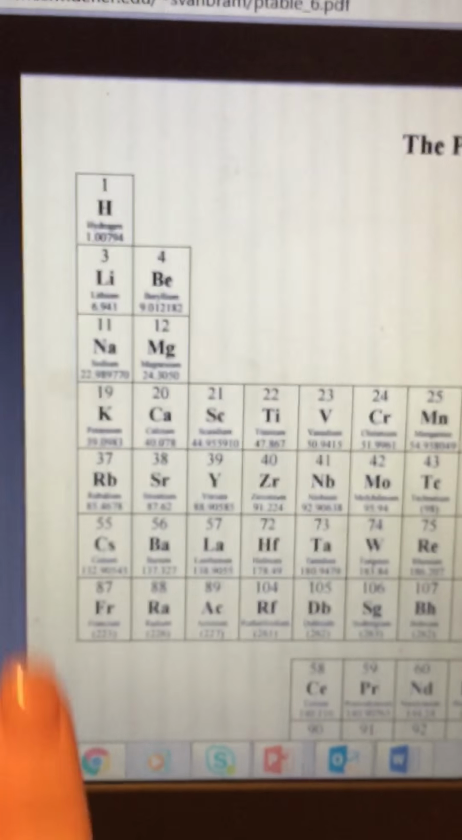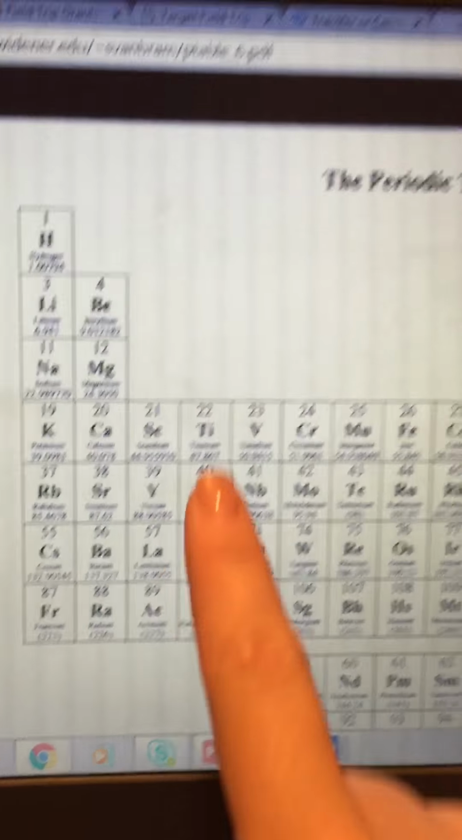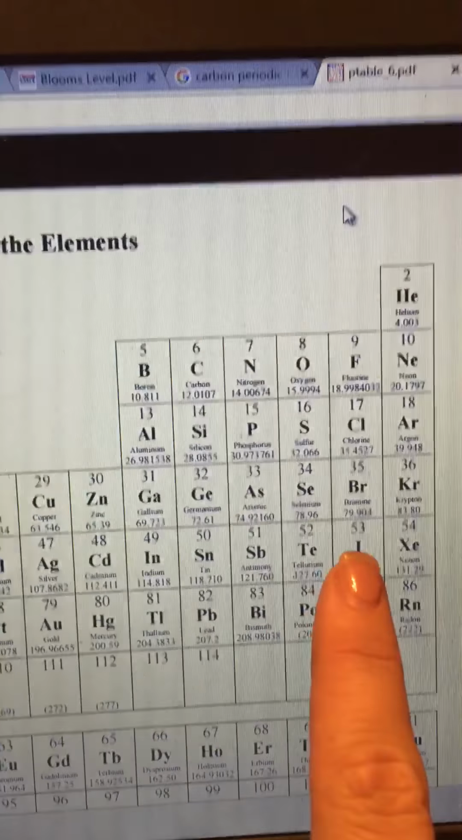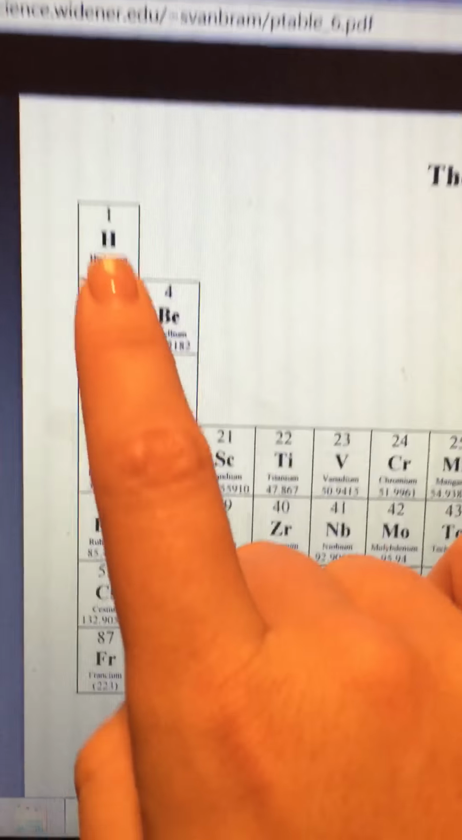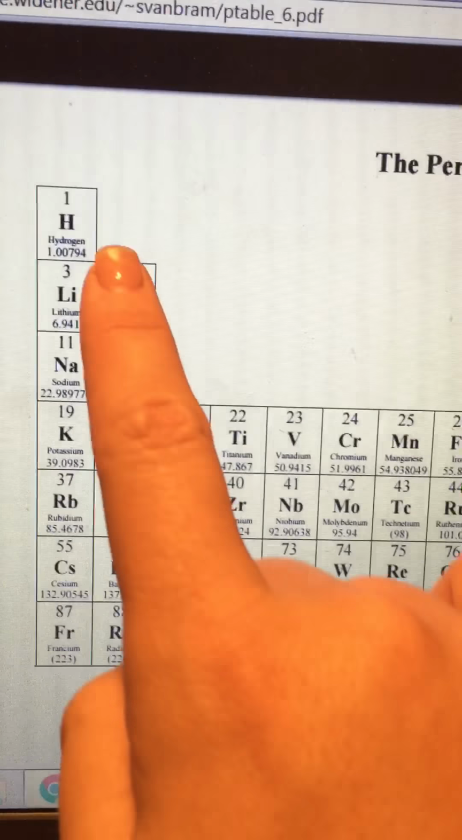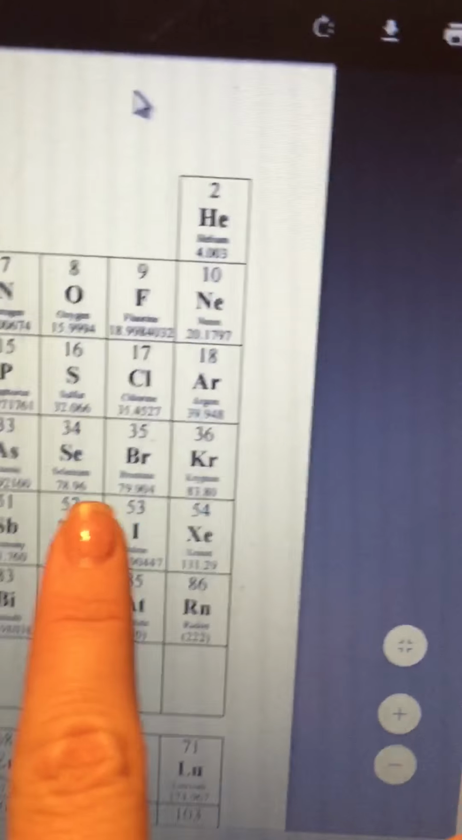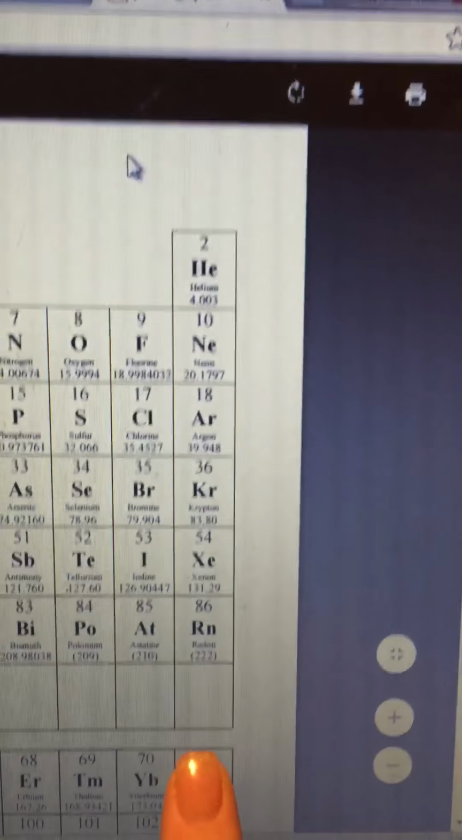So, do we remember what the columns are referred to as? They are called groups. Another word for them is families. So this very first column, this is group 1. Group 2, 3, 4, and then all the way down to our last group over here. This is group 18.